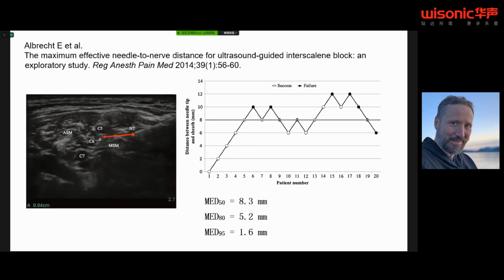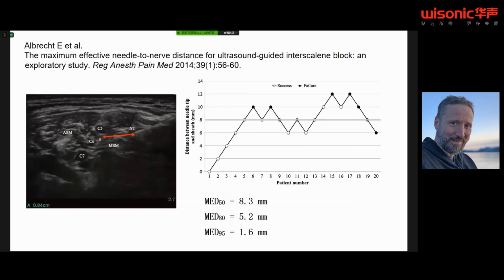They decreased the distance, and in this way they could calculate that the maximum effective needle to nerve distance, where 50% of the blocks would still be successful, would be 8.3 millimeters for an interscalene block, and to obtain a 95% success rate, the needle could still be at a distance, but closer, 1.6 millimeters to the target nerves. I think this study is amazing.